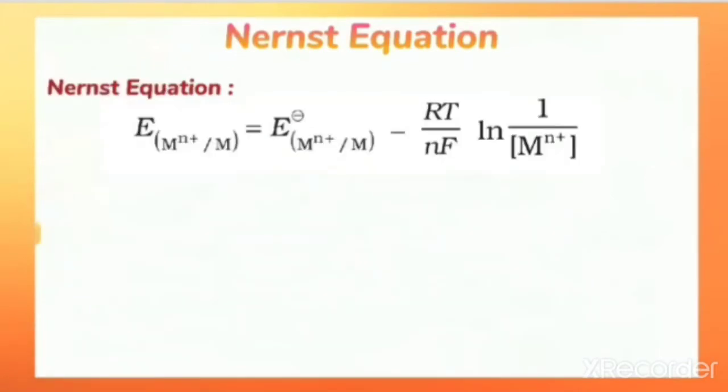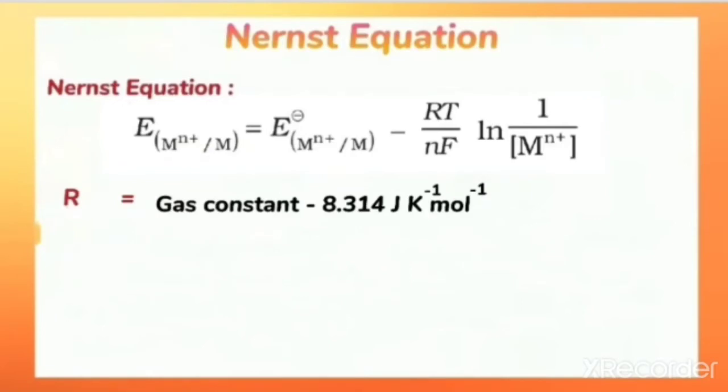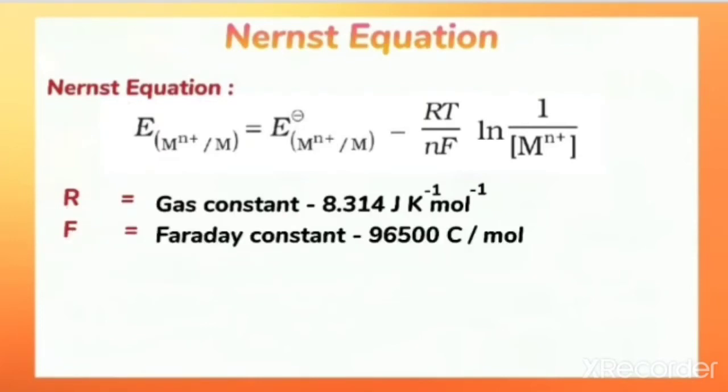Now we'll write this equation, the Nernst equation for that reaction. Let us discuss what terms we are using here. R is the gas constant. Its value is known to us, that is 8.314 joule per Kelvin per mole. Here F is the Faraday's constant. Its value is 96500 coulomb per mole.